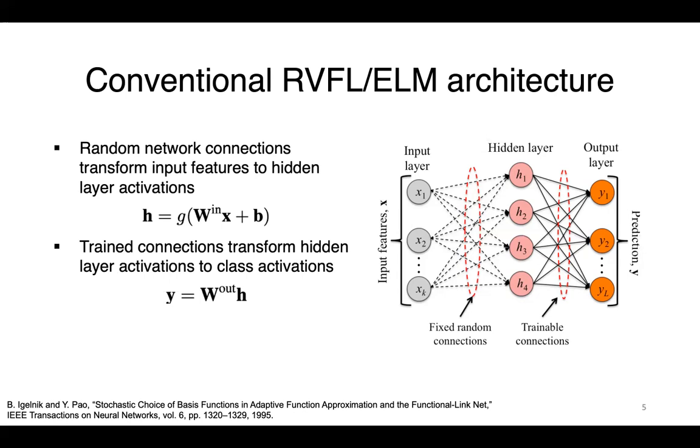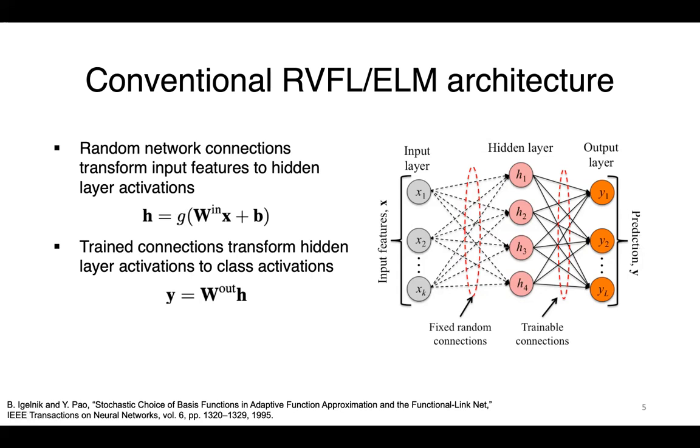After training, let's suppose that the network receives some query vector X, and we wish to classify X as belonging to one of L classes. The random network connections first perform a kind of nonlinear transformation on X to get hidden activations H. In the first equation here, Wn would denote the weight matrix of the random connections, while B denotes the hidden layer biases. And then G denotes a nonlinear activation function, typically the sigmoid.